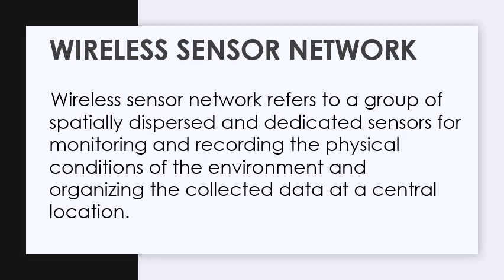A wireless sensor network refers to a group of spatially dispersed and dedicated sensors for monitoring and recording the physical conditions of the environment and organizing the collected data at a central location. The parameters monitored using a wireless sensor network are temperature, pressure, humidity, direction and speed of wind, illumination, vibrations, intensity of sound, pollutant level, etc.